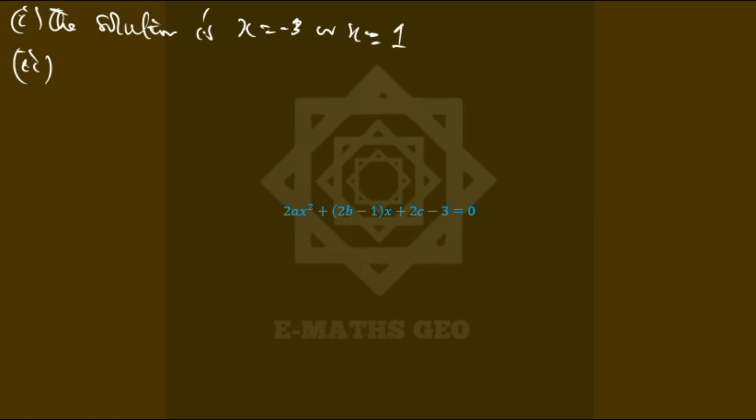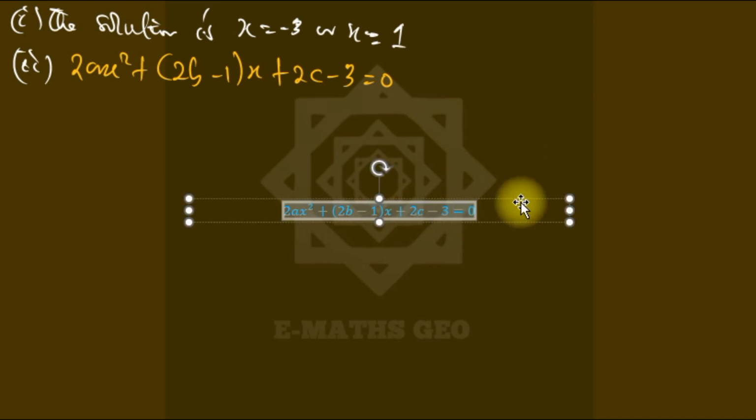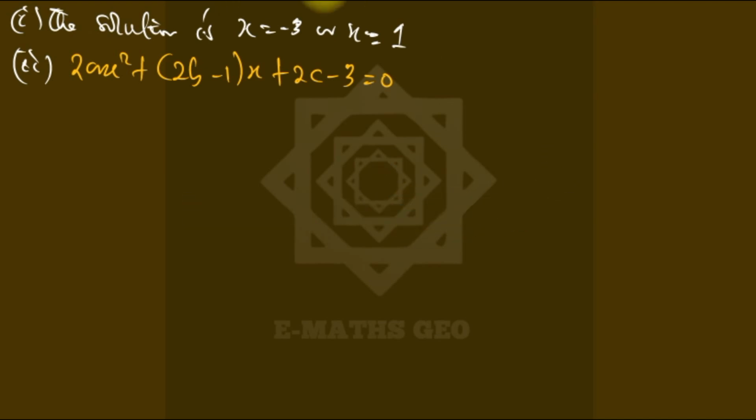So we're given 2as squared plus, that's bracket 2b minus 1 x plus 2c minus 3 equal to 0. But remember, the original function is what? If you remember, the original function is y. Let me just write it up here. y equals as squared plus bs plus c.